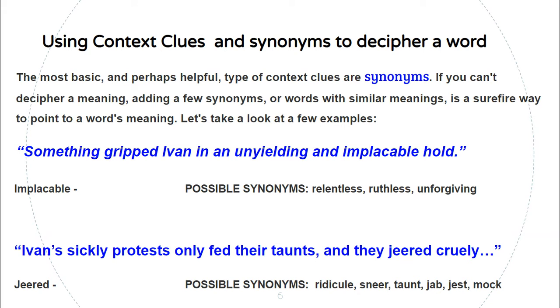So here we're looking at the word implacable. Something gripped Ivan in an unyielding and implacable hold. That might be an unfamiliar word to you. So we would take the sentence and think of possible synonyms to help us decipher the meaning. So relentless, ruthless, unforgiving. Something gripped Ivan in an unyielding and unforgiving, ruthless hold. Ivan's sickly protests only fed their taunts, and they jeered cruelly. Possible synonyms: they sneered, they ridiculed, they mocked cruelly.